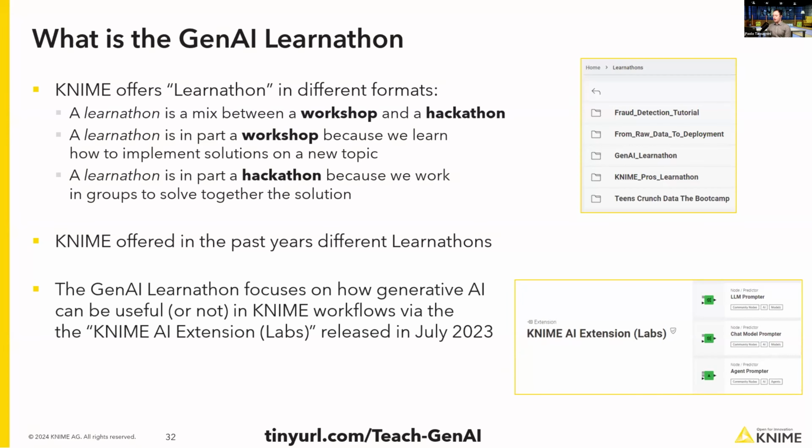KNIME offered many of these Learnathons in the past. You can see here on the left a few of them: fraud detection, classic data science, and a Teens Crunch Data one for teenagers too. We have really many different workshop formats. The one that we want to tell you about today is the GenAI one, which is about learning this new set of nodes, the KNIME AI extension that we talked about, and how to call these LLMs. This is the topic of the Learnathon. This extension was released just last summer, so it's a pretty new topic for KNIME users.